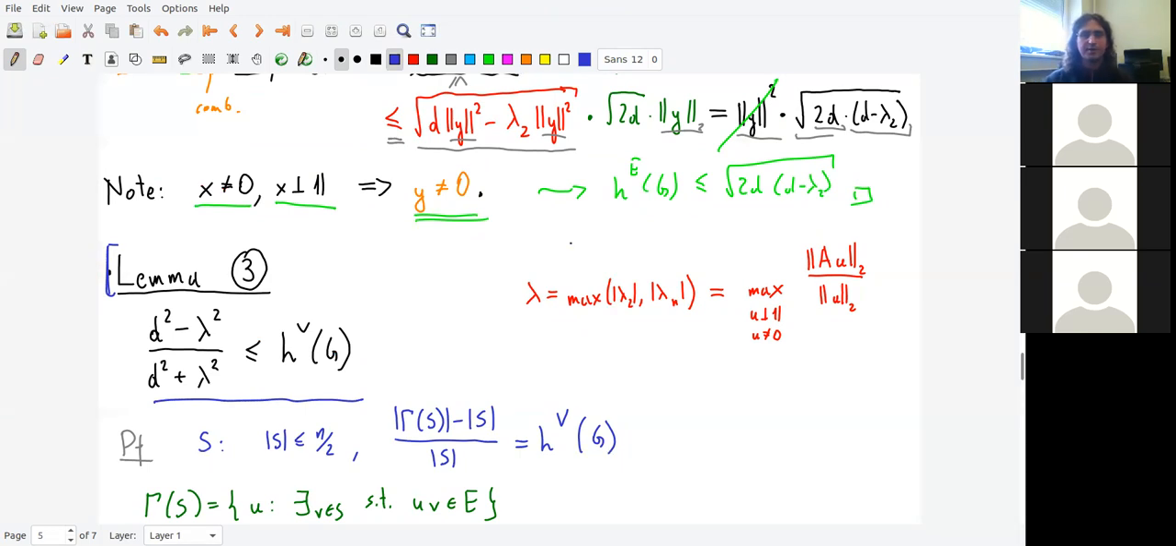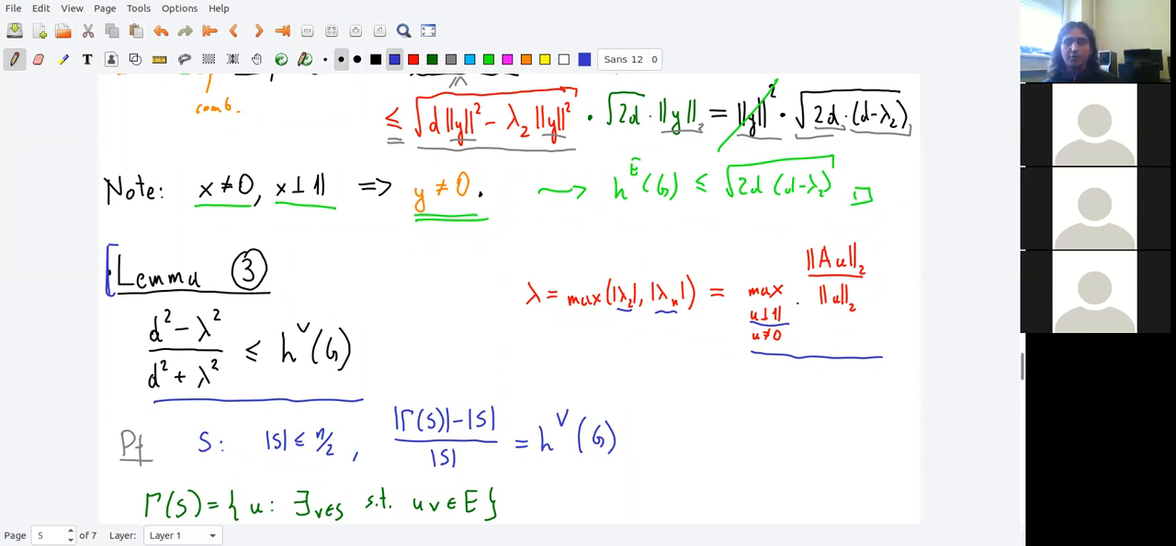And recall that now lambda is the maximum absolute value of a non-trivial eigenvalue of the matrix. I can also view it as: I look at the space of vectors orthogonal to all ones, and I see how much the application of A can prolong the vector in L2 norm.